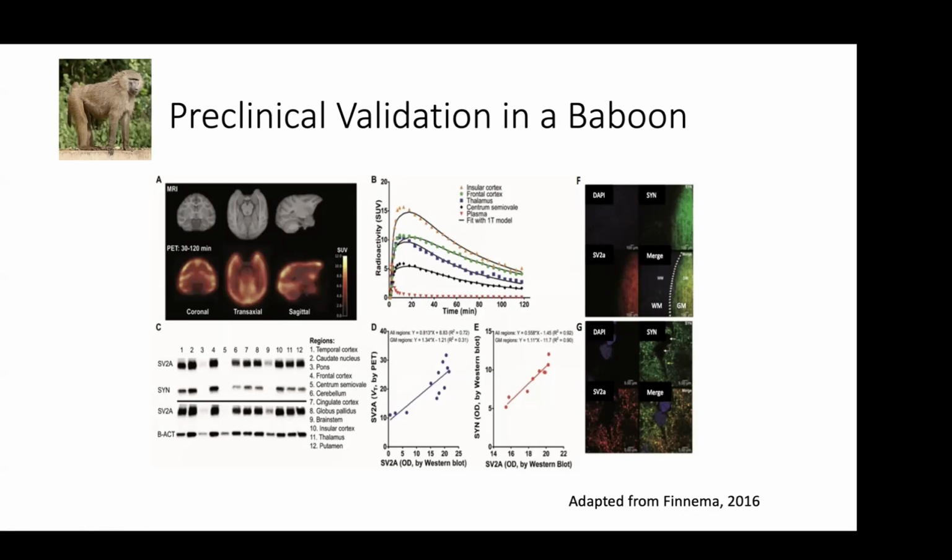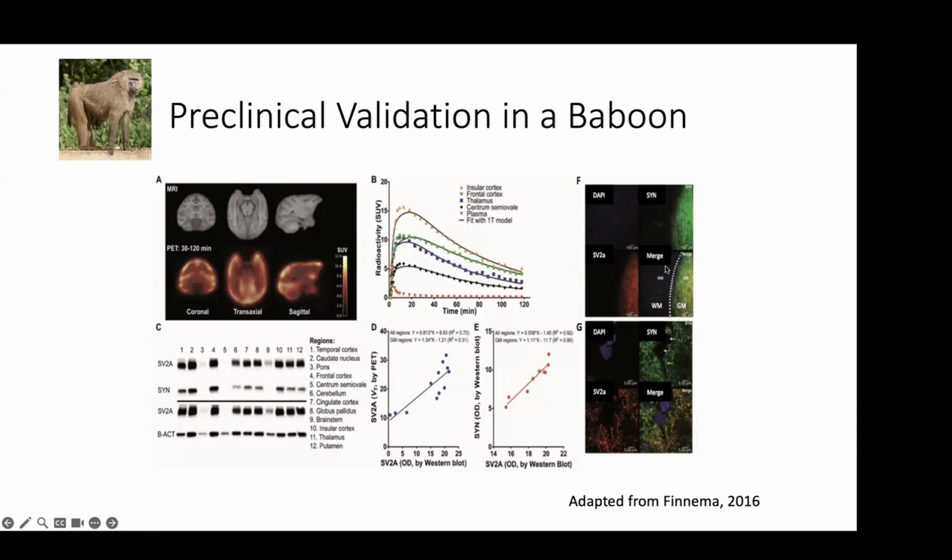And then here we see a correlation between the Western blot for the SV2A and the PET signal for the SV2A. So we see a linear correlation between the Western blot and the PET. This is a Western blot for the SV2A correlated with the Western blot for the synaptophysin. So we see also a linear correlation between those two.